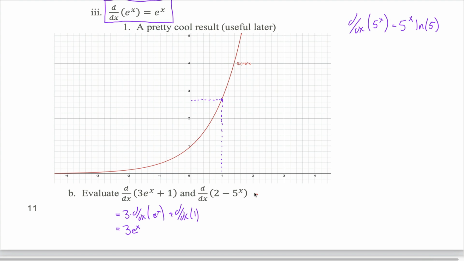Similar steps allow me to figure out this derivative. It's the derivative of 2 minus the derivative of 5 to the x power. The derivative of 2 is just 0, so I get 0 minus the derivative of 5 to the x power. As we talked about up here, the derivative of 5 to the x is 5 to the x times the natural log of 5. So my final answer would be negative 5 to the x times the natural log of 5.